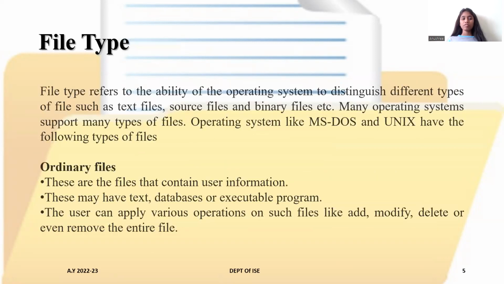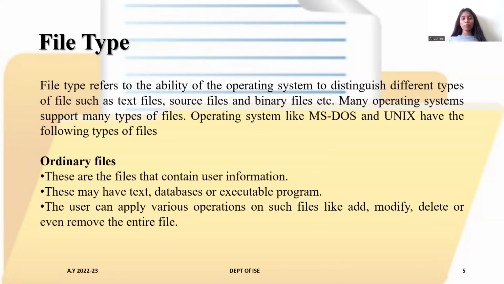File type. File type refers to the ability of the operating system to distinguish between different types of files such as text files, source files, and binary files, etc. Many operating systems support many types of files. MS-DOS and Unix have the following types of files.